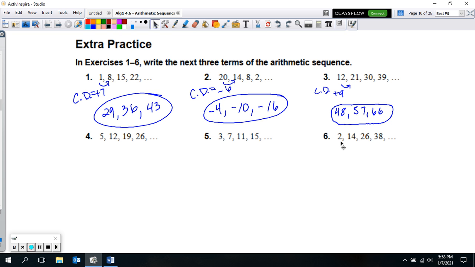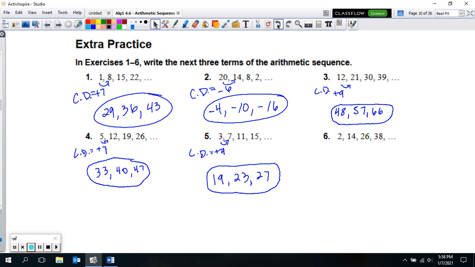All right, so hopefully you got the answers for 4 through 6. Let's check to see if you got these right. Number 4, your common difference is a positive 7. And the next three numbers are 33, 40, 47. Number 5, your common difference there is positive 4. So the next three numbers there are going to be 19, 23, and 27. And for 6, it is a positive 12 on that one, from 2 to 14. That's 12. And so the next numbers on this one are going to be 50, 62, and 74.